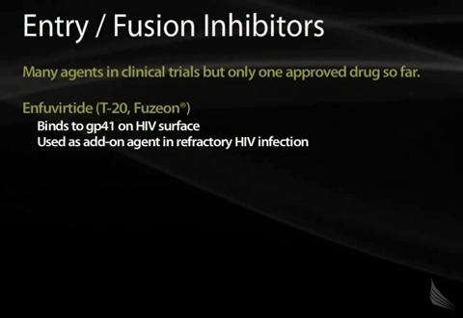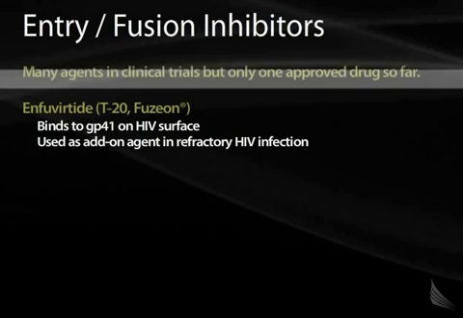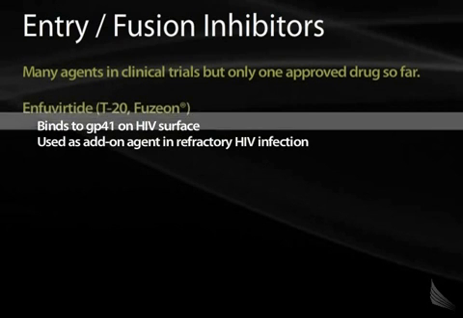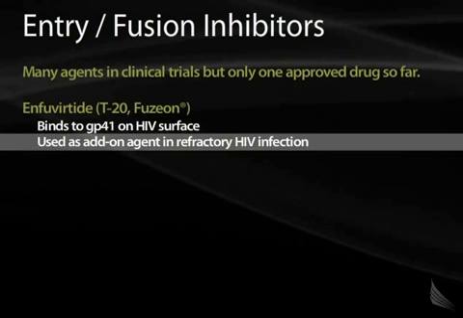With regard to entry and fusion inhibitors for the treatment of HIV, there are many agents in clinical trials, but there is only one drug so far that's been approved, and that's enfuvirtide, or Fuzeon, which binds to gp41 on the surface of HIV and is often used in refractory HIV infection.